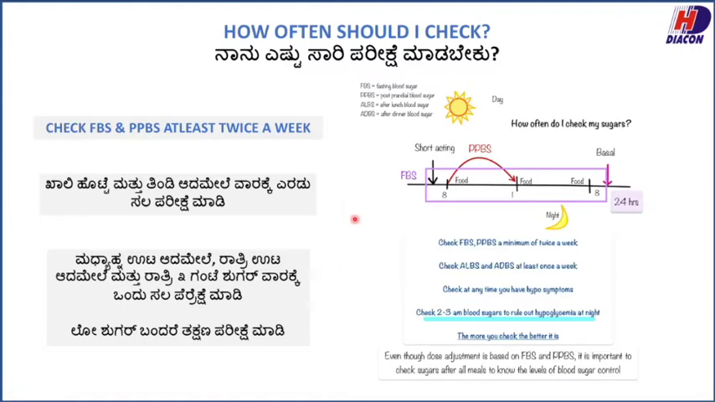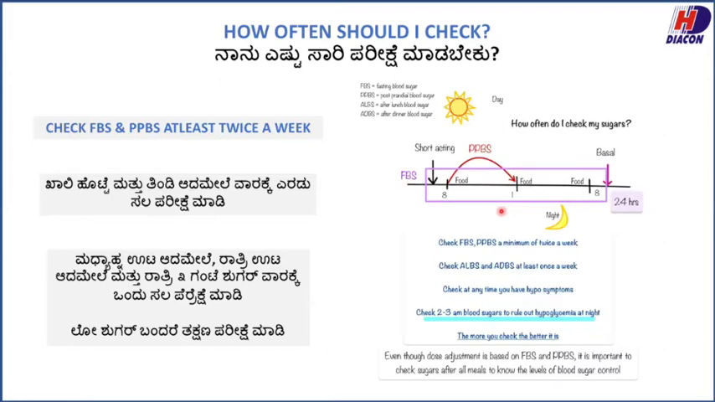In this example, we've asked you to take the short-acting insulin before breakfast and the basal insulin at night. In this case, we would want you to check your fasting and post-breakfast blood sugars at least twice a week. The more you check, the better it is. So you can check even every alternate day or even daily. That's acceptable and that would be excellent. We also want you to check your sugars after the other meals, after lunch, after dinner, 2 or 3 a.m. early in the morning, just to make sure that our sugars are under control at other times of the day as well.